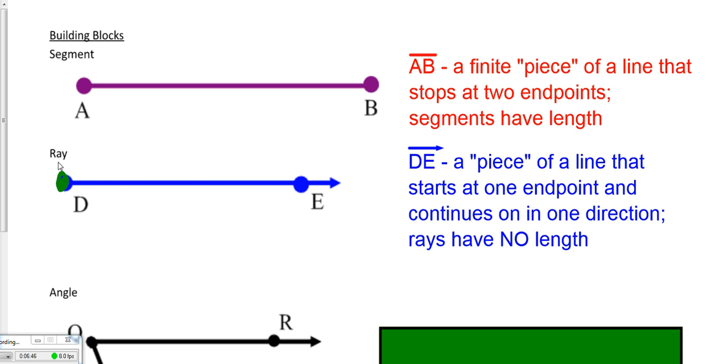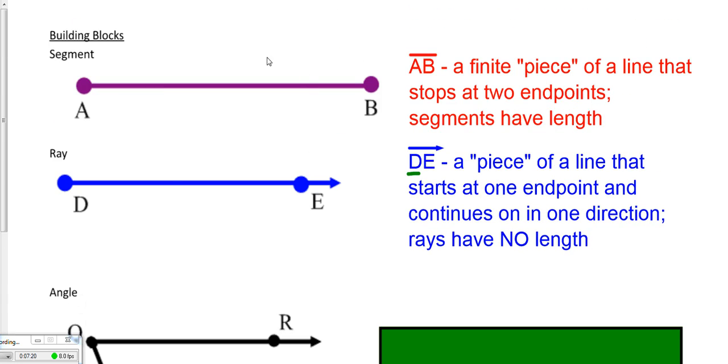Now we always define a ray. We call it ray DE. Make sure that when you're labeling it, you start at the starting point. We go D to E, and we also draw that arrow in the direction that it's going. So ray DE means it starts at D, goes on to E, and continues on forever. Remember, that's just a piece of a line. It's not the whole line because we don't have this extra arrow part over here. If we did, then it would just be a full line.